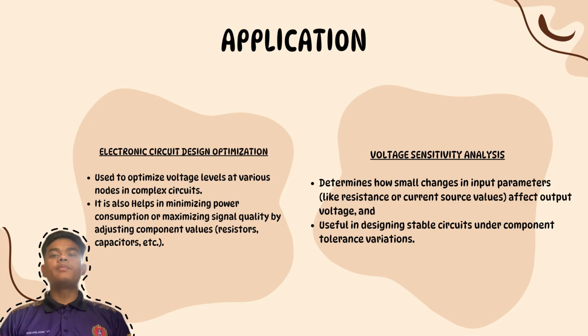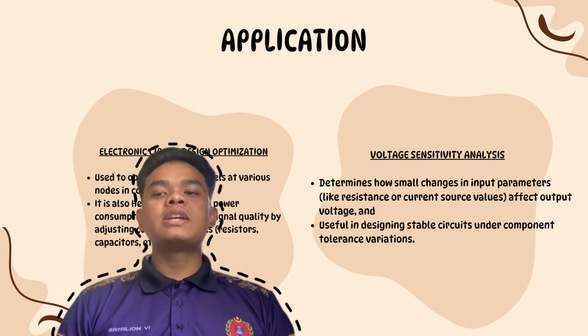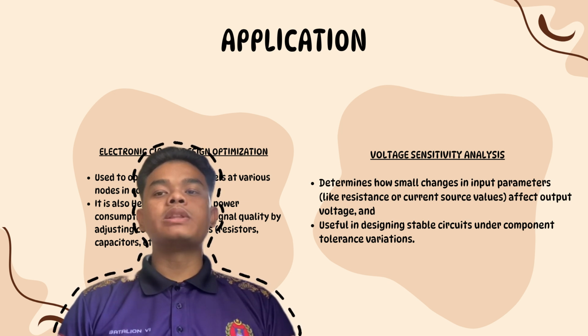Electronic circuit design optimization is used to optimize voltage levels at various nodes in complex circuits. It also helps in minimizing power consumption or maximizing signal quality by adjusting component values such as resistors, capacitors, and so on. Voltage sensitivity analysis determines how small changes in input parameters like resistance or current source values affect output voltage, and is useful in designing stable circuits under component tolerance variations.